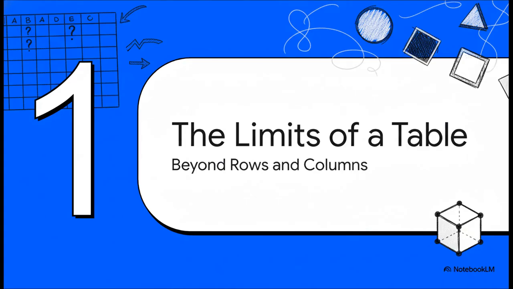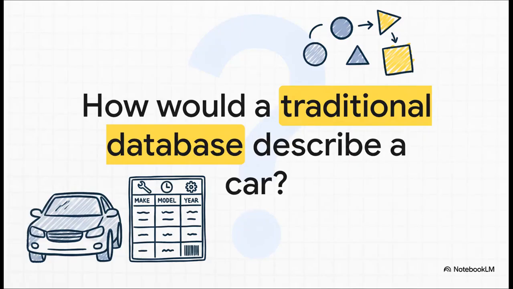Okay, first up, the familiar grid of rows and columns. We see it everywhere, from basic spreadsheets to massive databases. It's been the workhorse of data for decades. But, as you're about to see, when things start getting even a little bit complicated, that simple structure, well, it starts to show its age. So let's make this real.